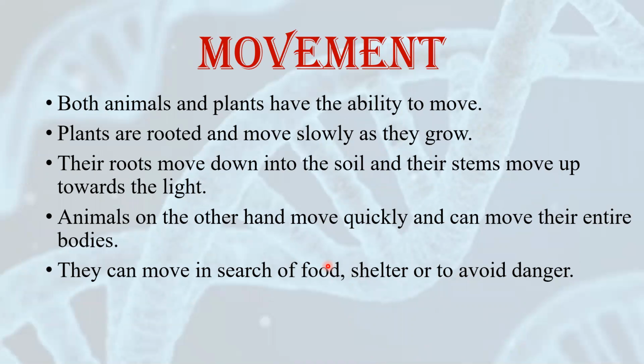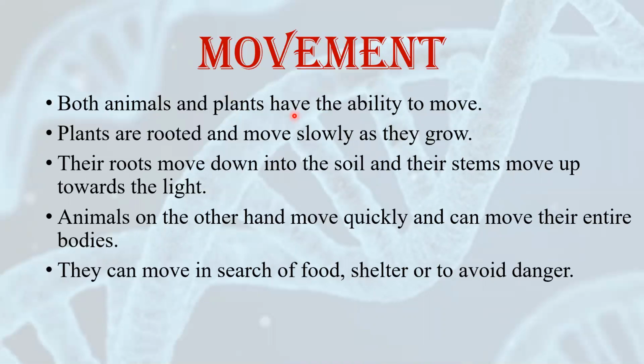We'll begin with movement. Both plants and animals have the ability to move. Now you'll say that you have seen animals moving, but you have not seen plants moving. Is it so? Have I written something wrong over here? Both plants and animals have the ability to move? No, they actually have the ability to move. They do not locomote. There is a difference between locomotion and movement. Animals show locomotion, but plants do not show locomotion. But they have the ability to move.